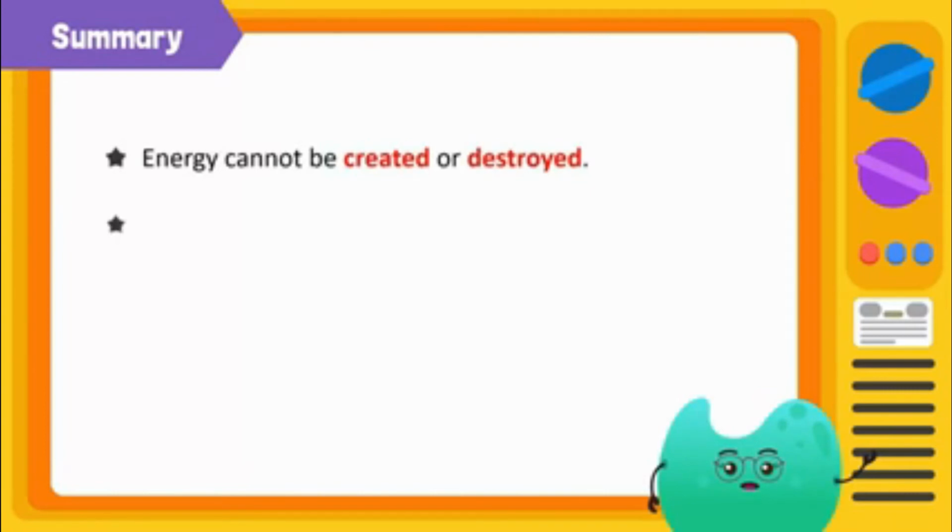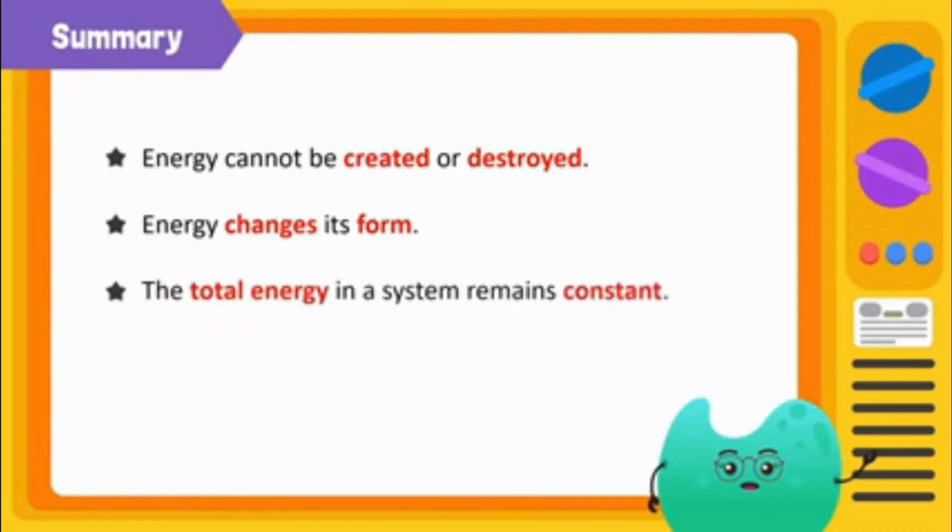Time to summarize. The law of conservation of energy states that energy cannot be created or destroyed, but it changes from one form to another. In the absence of friction, there is no energy lost, and it can be observed that total energy in a system remains constant.